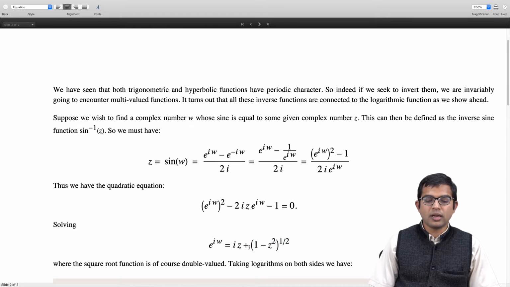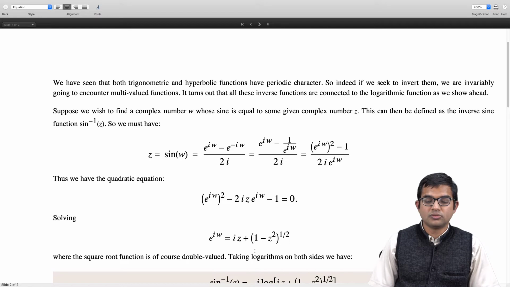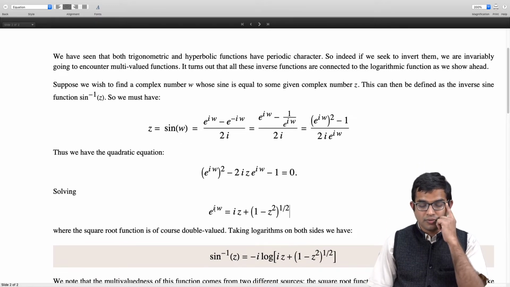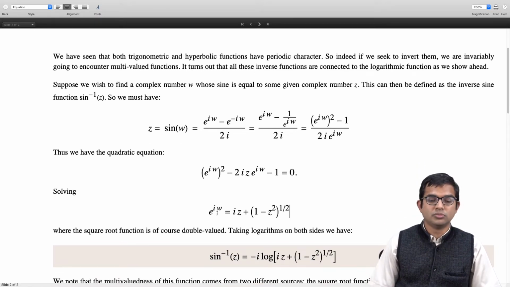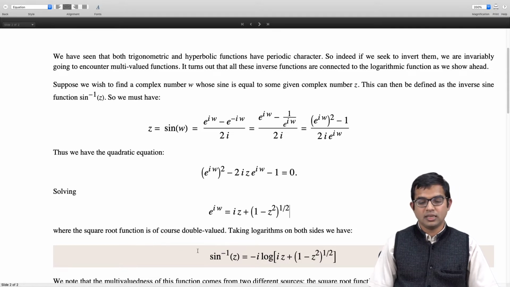So already there is a multi-valued nature to this, and now we're also going to have to take a log on both sides. So in fact, to find w, we have to take the log of this whole stuff and then divide throughout by i, and that's going to give us minus i times log of iz plus 1 minus z squared to the power half. So sine inverse of z is defined to be this function, right?